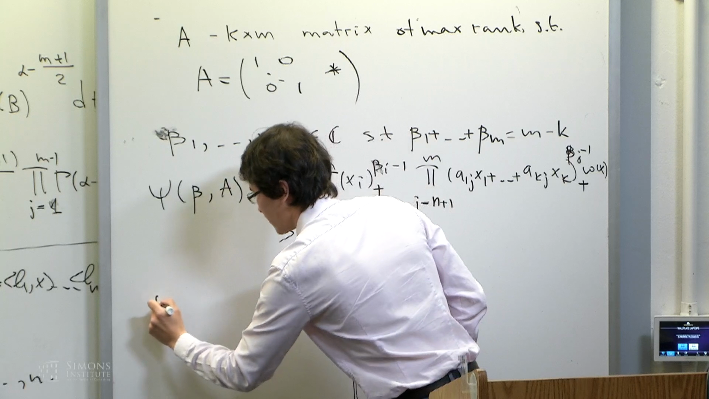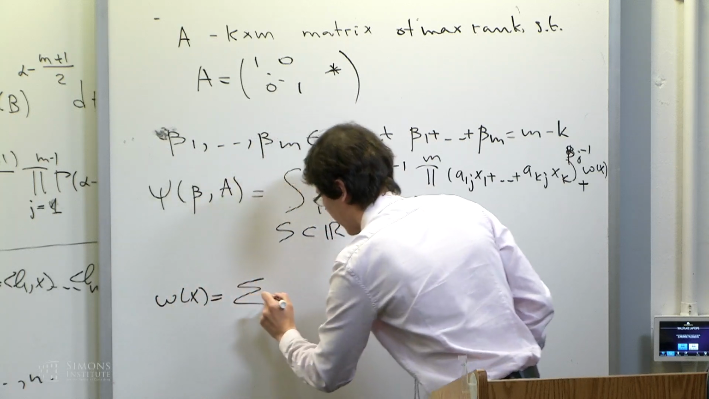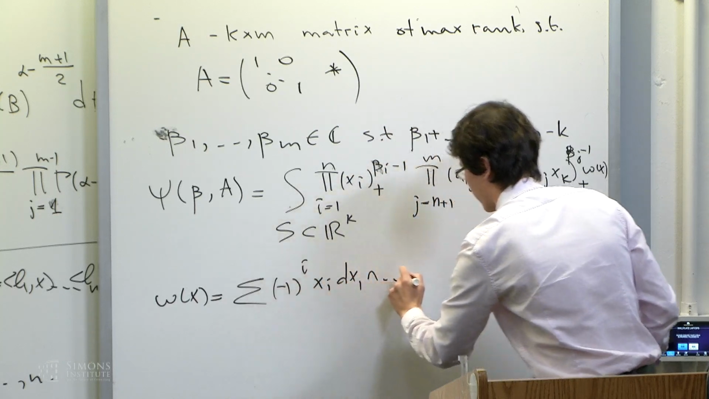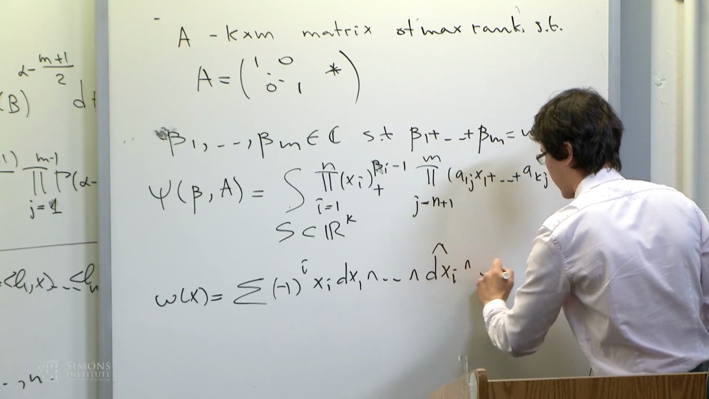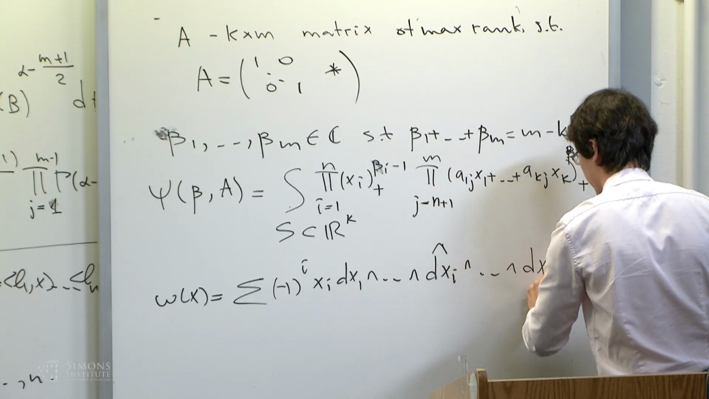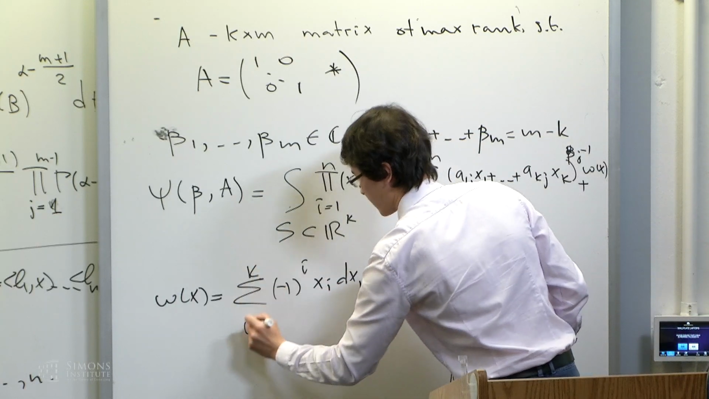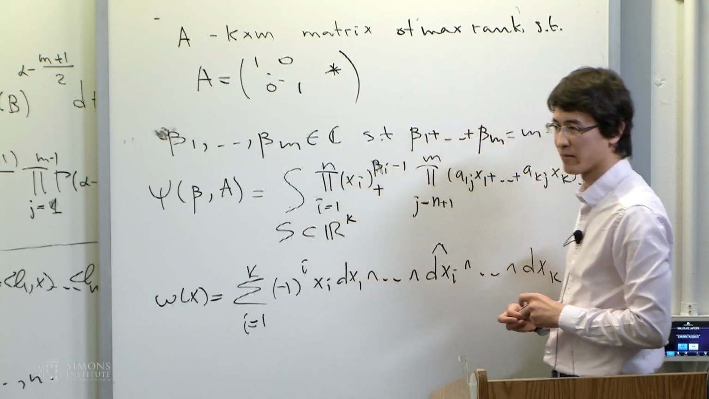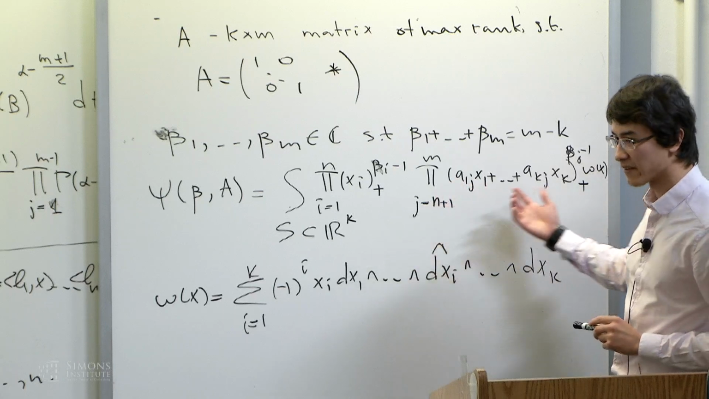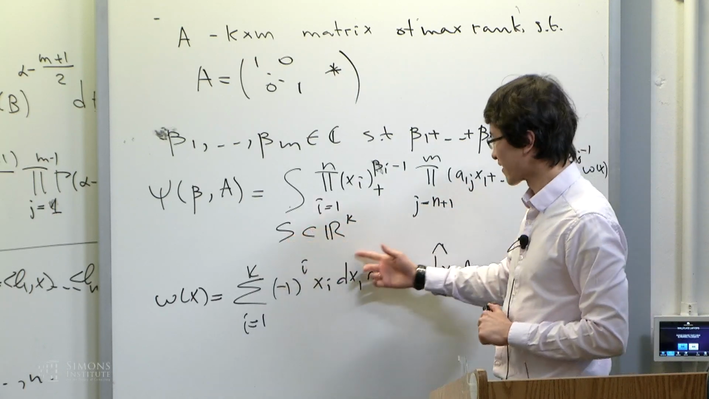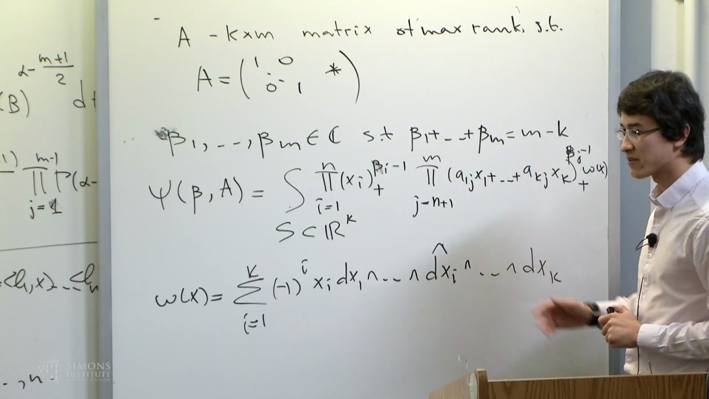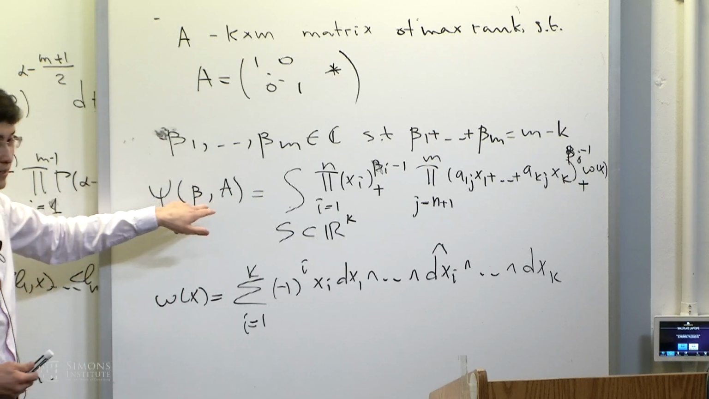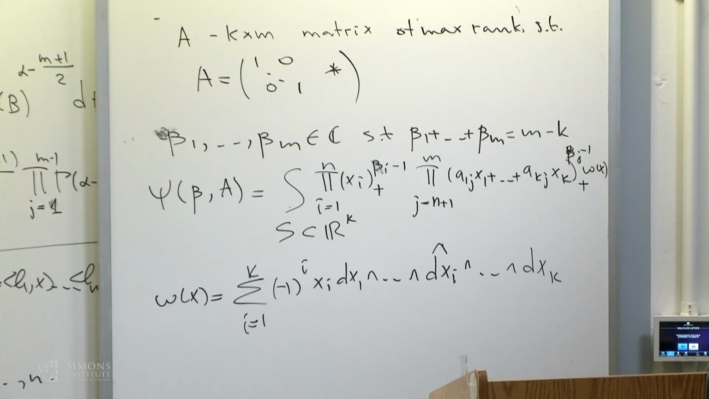And omega of x is a differential form of order k minus 1. So this is a hypersurface of dimension k minus 1. I can integrate a k minus 1 form over a hypersurface in Rk, and I get an answer, some number, which is a function of A and beta. So this is called the Gelfand-Aomoto hypergeometric function.